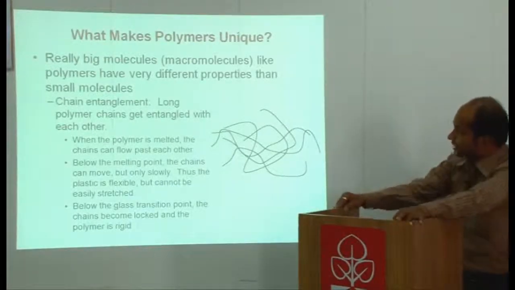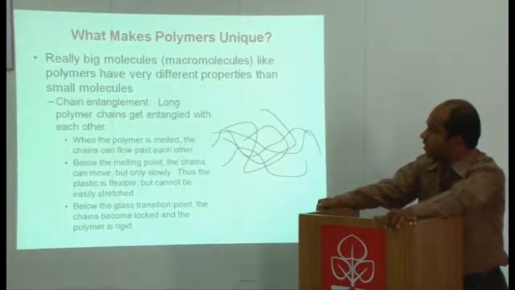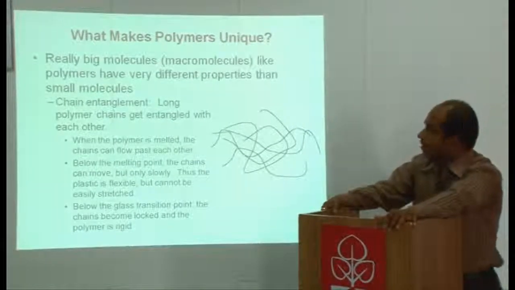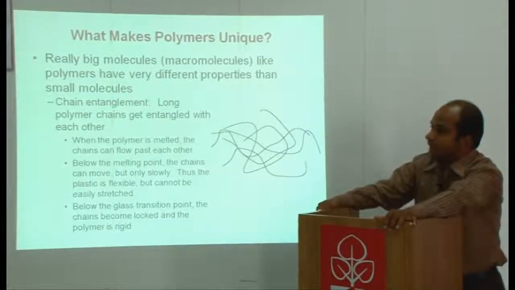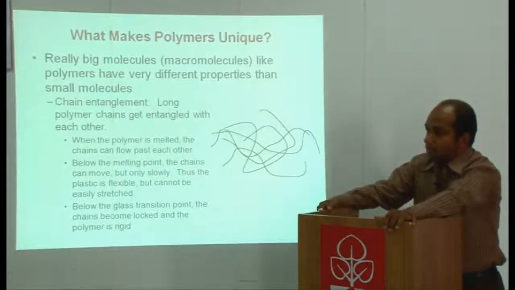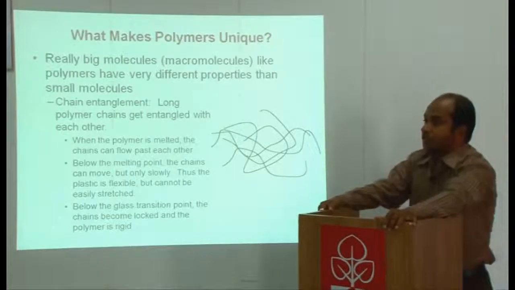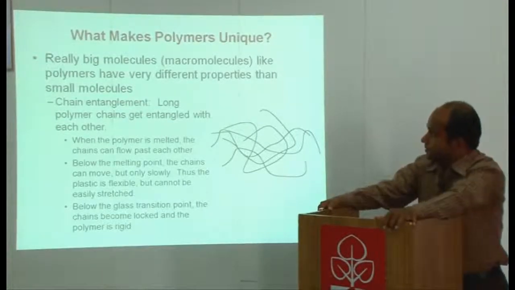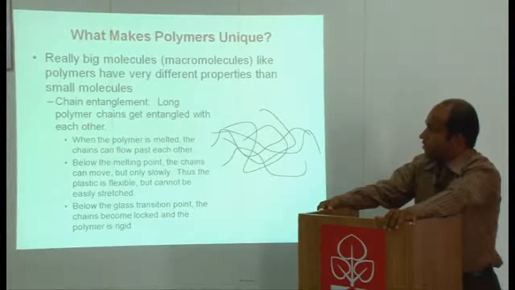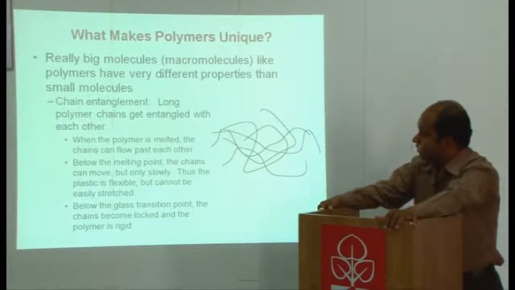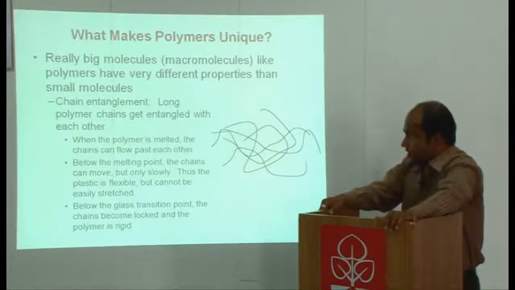So why are polymers unique? What makes them different from other simple low molecular weight compounds? As discussed earlier, polymers have high molecular weight. They are also known as macromolecules. Because of this high molecular weight, they have properties much different than normal low molecular weight compounds. One of the important phenomena is chain entanglement.